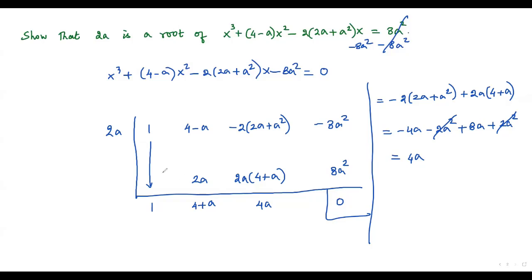Since I'm getting the remainder 0, we can say that 2a is one of the roots of the given cubic equation. And here we may have a question: what if I don't get 0 over here? Then we have to say 2a is not a root of the given equation. So in synthetic division, we write some value over here, and when we get 0 at last, we can say the value I have written is a root of the given equation. Now we have shown that 2a is one of the roots of the given cubic equation.